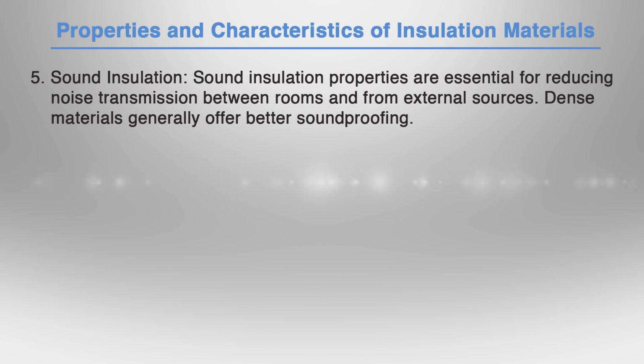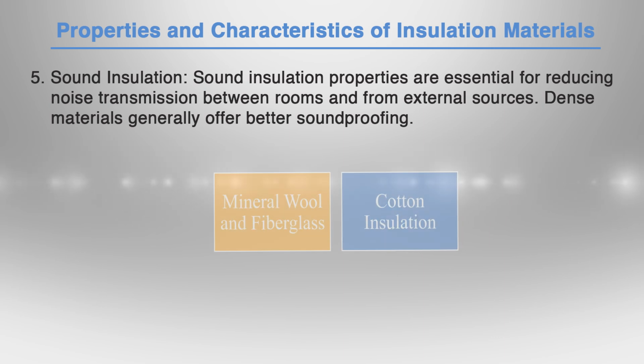Fifth one is sound insulation. Sound insulation properties are essential for reducing noise transmission between rooms and from external sources. Dense materials generally offer better soundproofing. Mineral wool and fiberglass both provide excellent sound insulation due to their fibrous nature. Cotton insulation made from recycled denim also provides good acoustic properties.